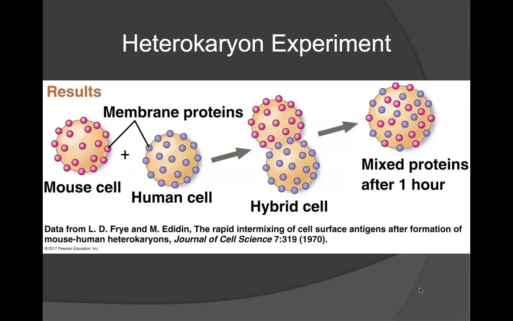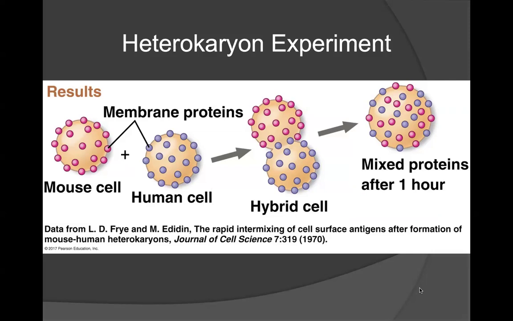This image here depicts a typical heterokaryon experiment. A heterokaryon is a man-made cell that exists from two different cell types. This type of experiment was very important in illustrating the concept of fluidity in the fluid mosaic model. In this type of experiment, a mouse and human cell were integrated together. The mouse cell proteins were stained in red prior to fusion. The human cell proteins were stained in purple.